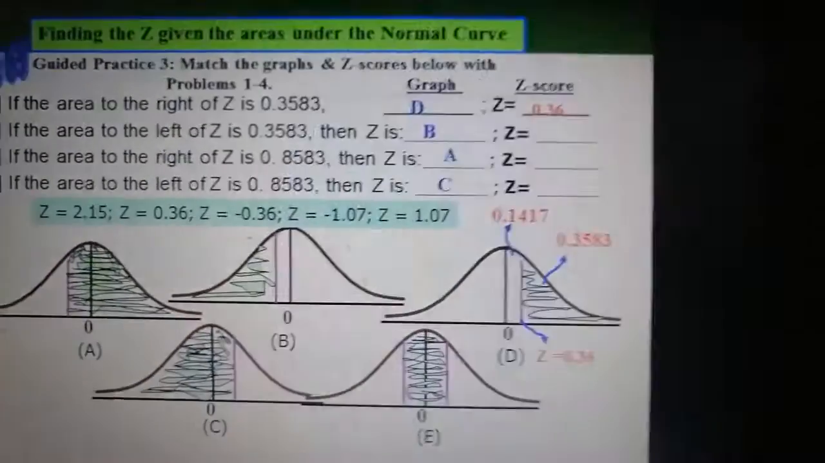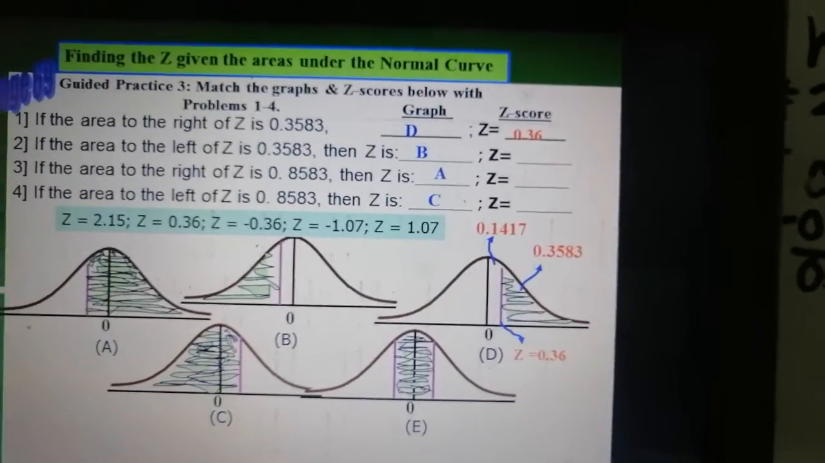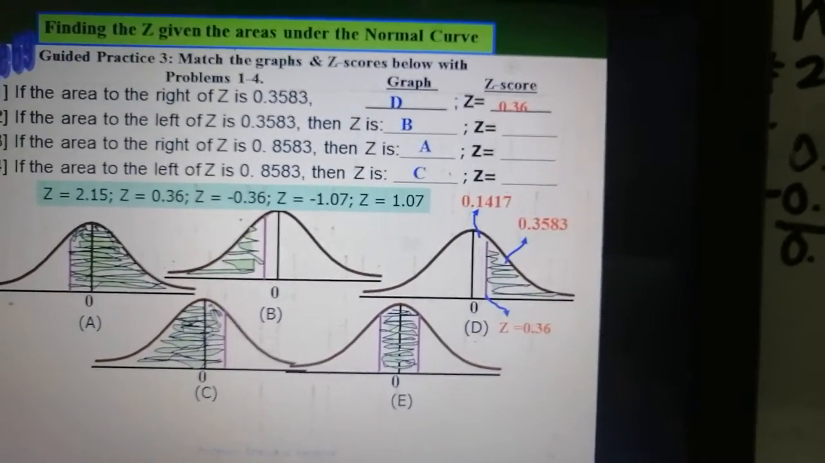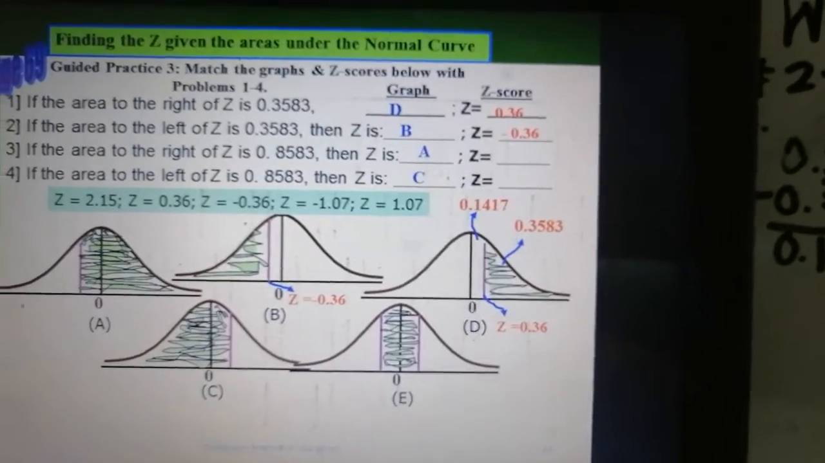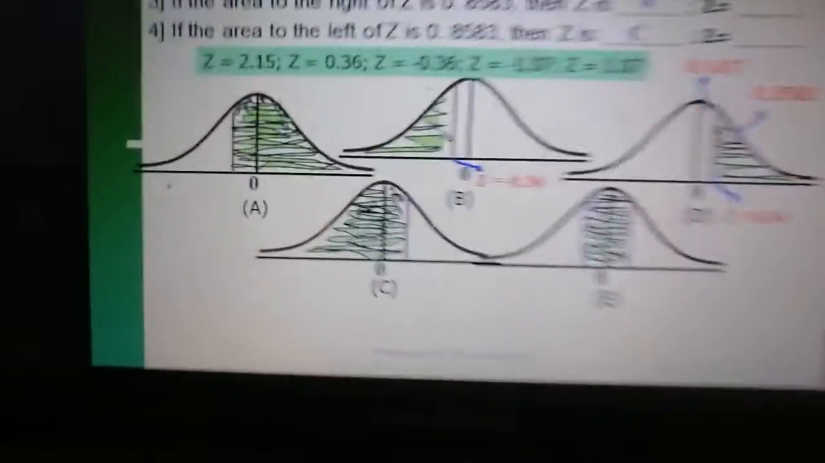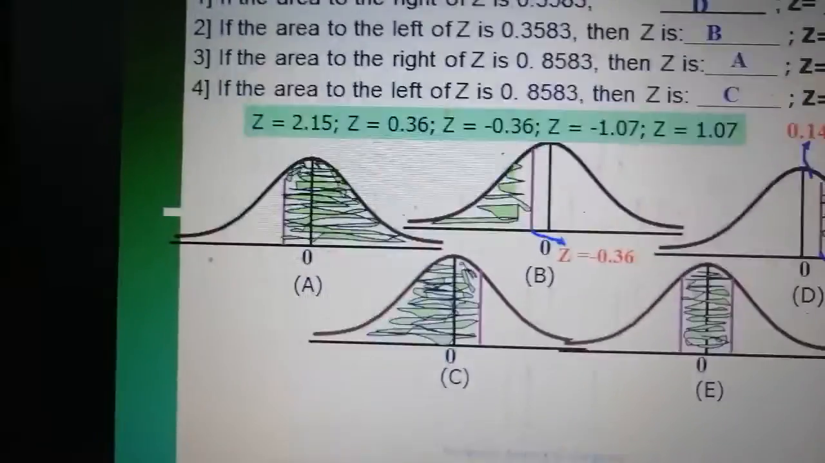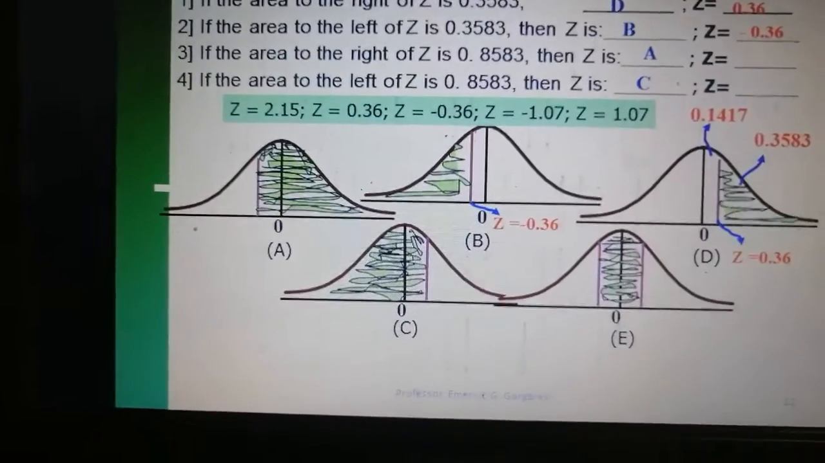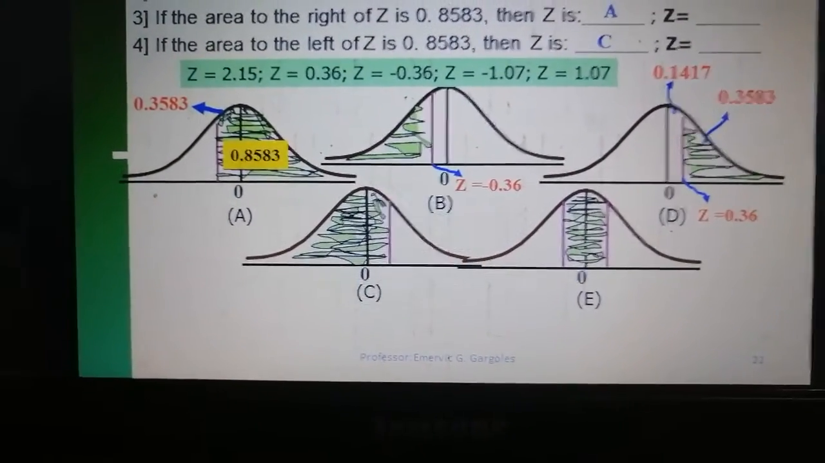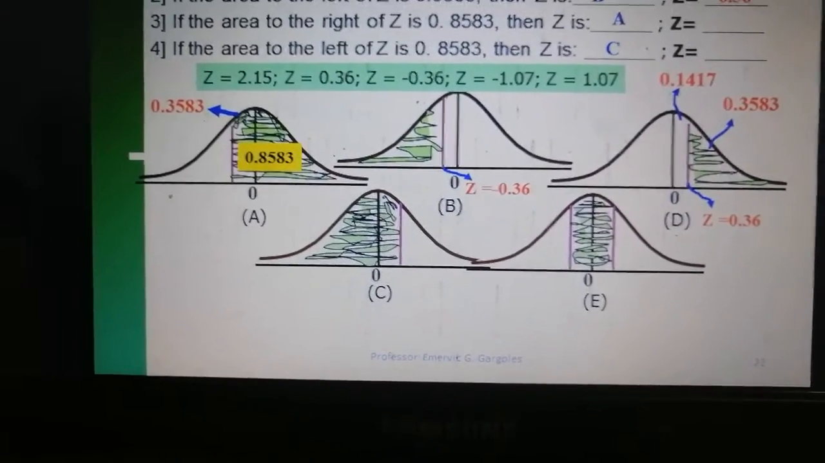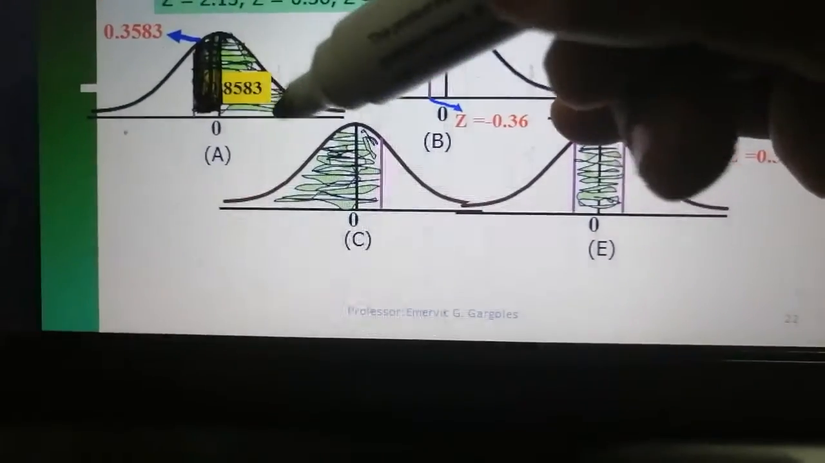Okay, let me erase. Now, for number 2, we have to apply the same concept. So, we just have to make it negative 0.36. So, here we write negative 0.36. Now, let's go to graph A. So, the given area, number 3, is 0.8583. But the table doesn't give us that area. Again, the table will only give us the area from 0 to Z that we do not know.